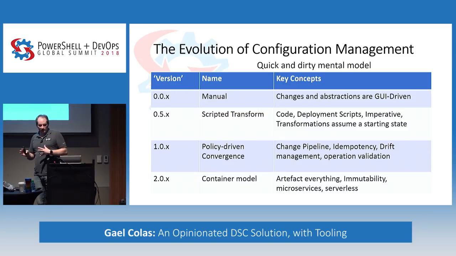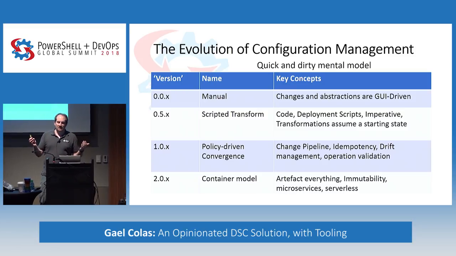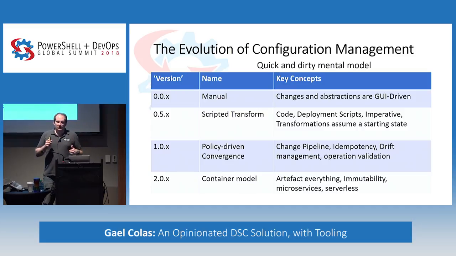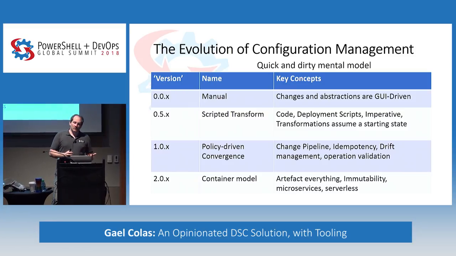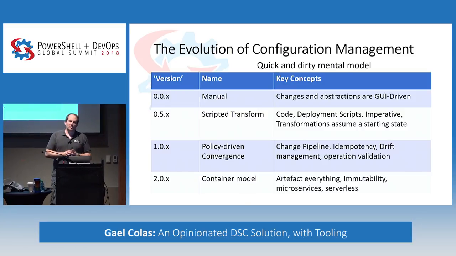A quick side note. The evolution I'm trying to show here is the evolution of configuration management. We're not yet into config management, but that's going to come straight away. I like to see it as different eras. If you think about versions, version zero is manual. Everything's manual, using the GUI to make changes. 0.5 is just scripted transform. So you have a deployment script, and you just run that script, which is much better, yet it could be improved. And then version 1.0 is policy-driven convergence. So that's the config management you know about: Ansible, Chef, Puppet, DSC.